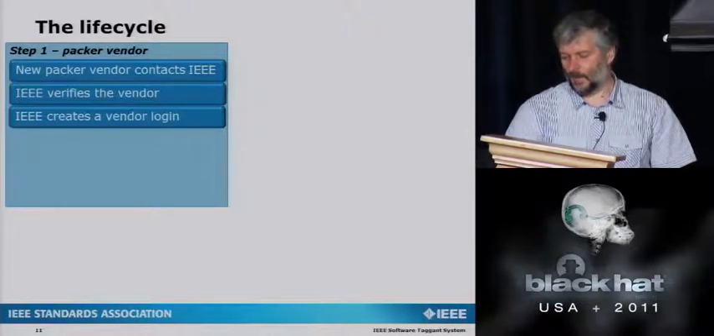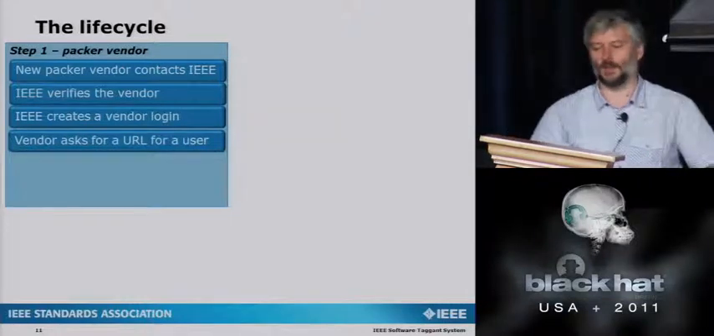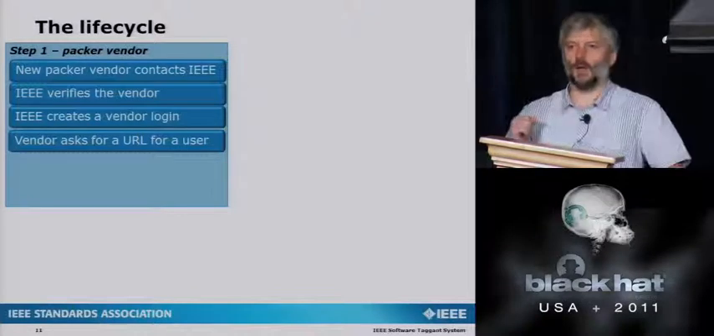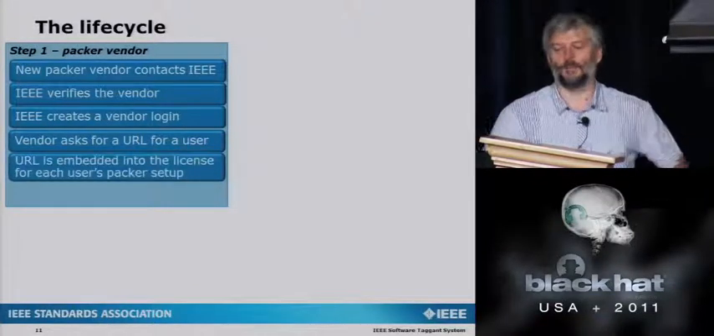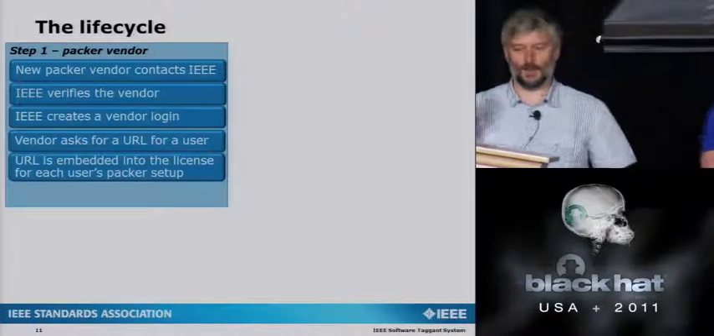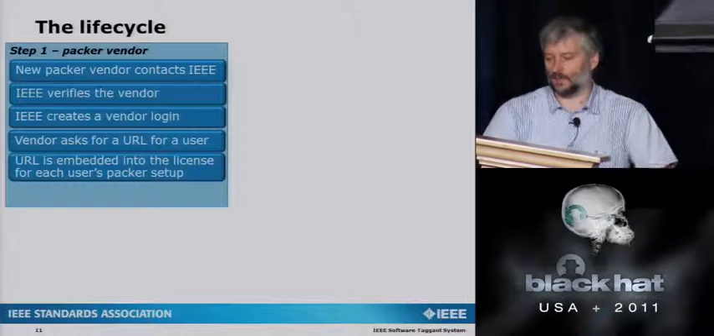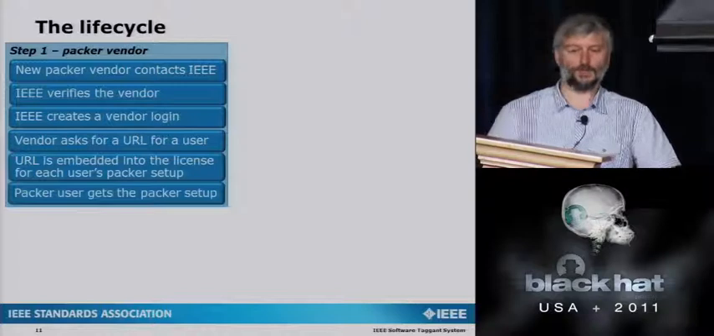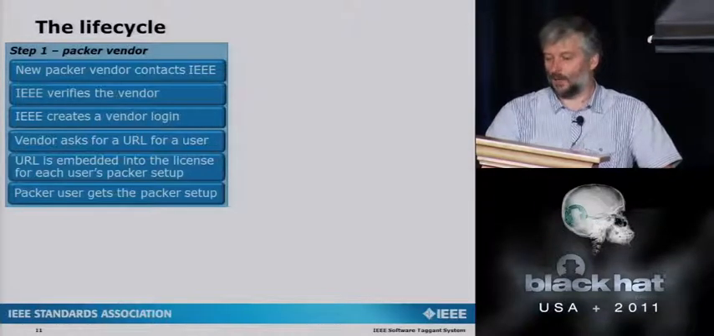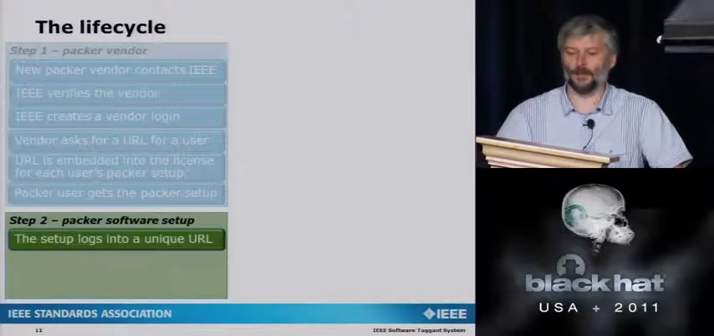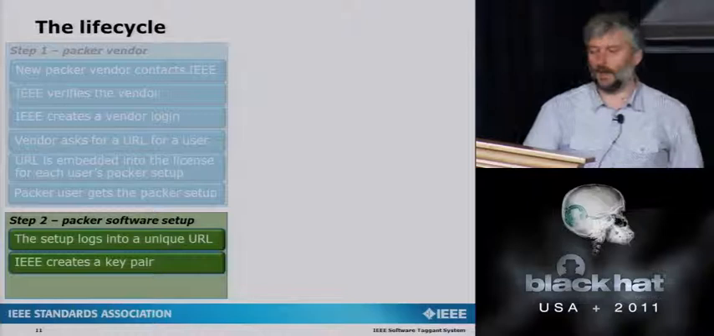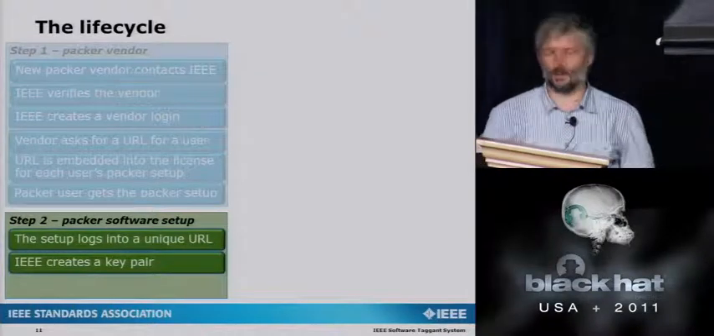Next steps may occur multiple times depending on how many licenses are sold by the Packer vendors. The vendor asks this IEEE URL for a user login. It's a one-time generated URL, which is then embedded into the license, which is carried by the Packer setup. That makes each Packer setup unique, and it will have that URL to activate the Taggant system on installation. That unique installation is shipped to the Packer user, like a gaming house or other software development house. What do they do next? They install the software. The setup goes to that unique URL and generates a key pair unique for that installation. That would differentiate from that moment Alice's, Bob's, and Carol's.